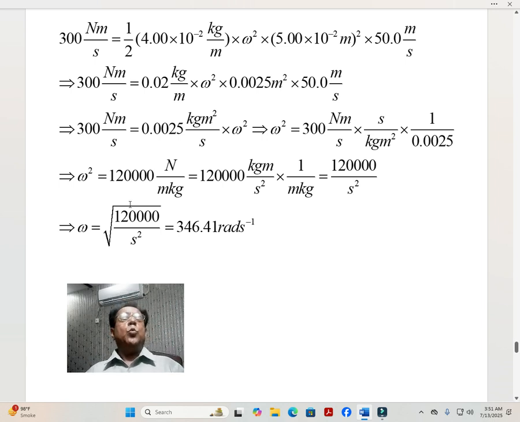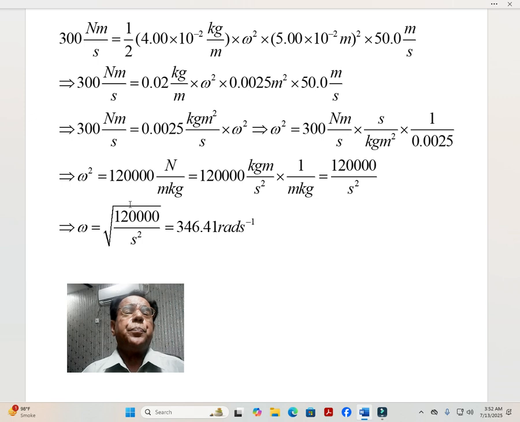This is the value of omega square, the square of the angular frequency, but we are concerned with simply angular frequency, so we will take square root on both sides. So omega will become equal to 346.41. Dear students, here radian does not appear. Its answer will be only 346.41 second inverse, that is hertz.